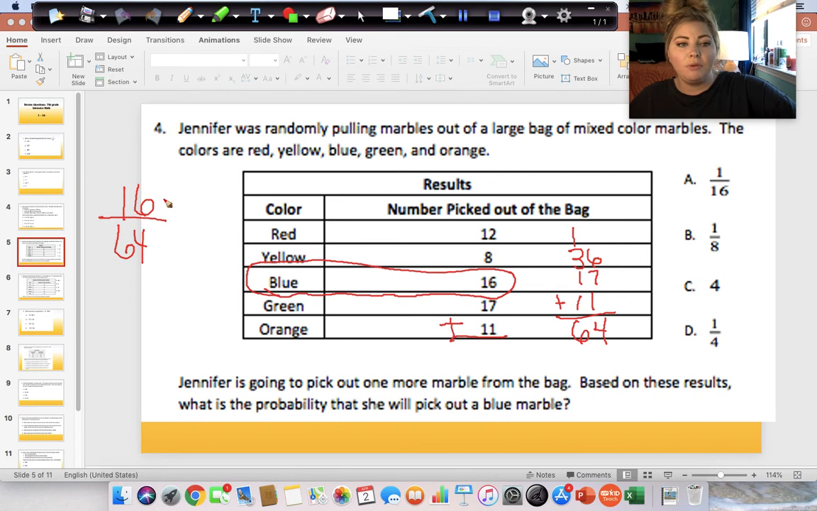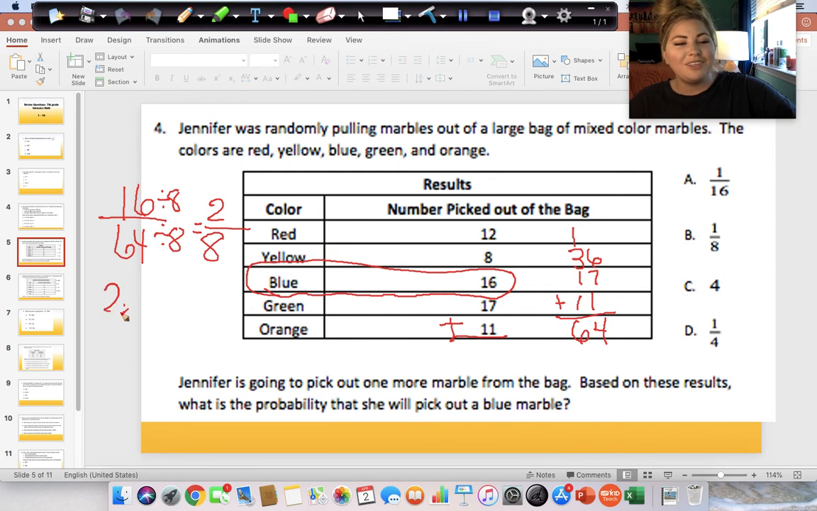Remember, this can be reduced. We can divide both of these by 8. If you wanted to start by dividing them both by 2, you could. You would just have to keep dividing them by 2 in order to get your fully reduced answer here. Okay, so 16 divided by 8 gives us 2, and 64 divided by 8 gives us 8. Oh, what do you know? We could have divided it by 16.